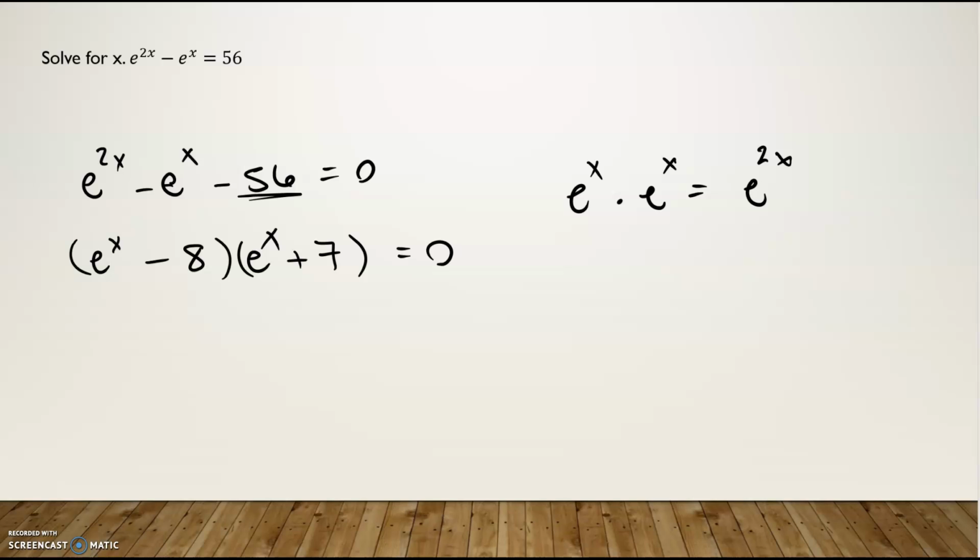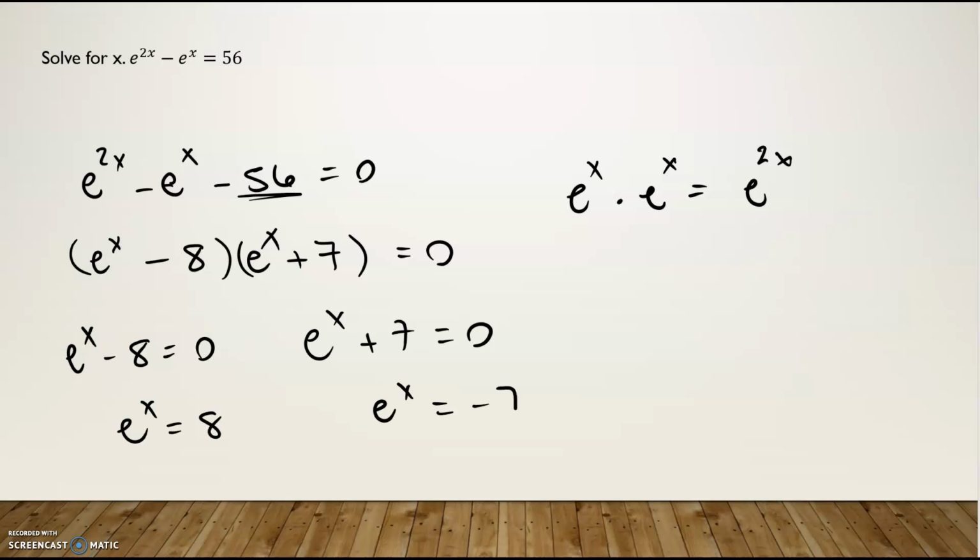This is section 6.6 part 2. Let's continue with this problem. In the last video I was saying that negative 8 plus positive 7 is negative 1, so that checks out. So we're going to set each of these equal to 0. Okay, so this will be 8 over here, and this will be negative 7.